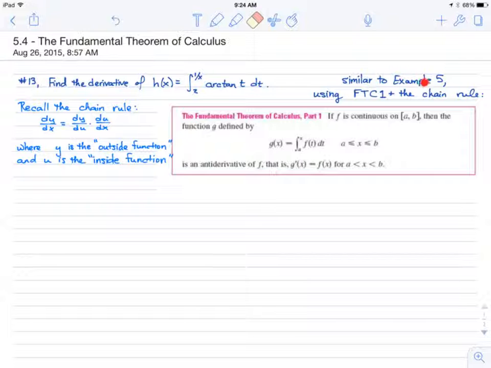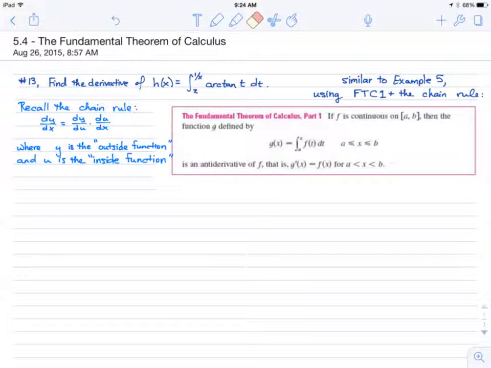So this problem is really similar to example 5 from the textbook, and we're going to use the fundamental theorem of calculus part 1 along with the chain rule to solve it. So recall the chain rule. What was that from calculus? Here I've got it written in Leibniz notation, but essentially you're going to think of the function that you're trying to take the derivative of as having an outside and an inside.